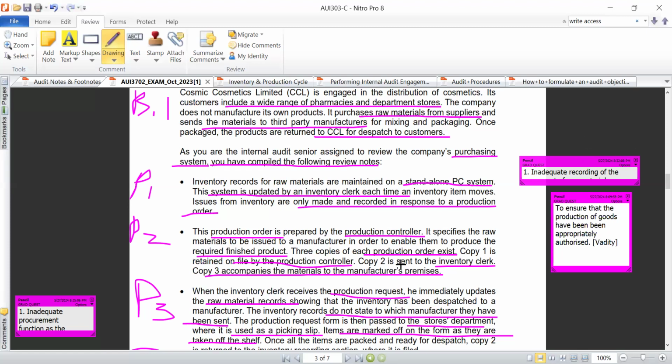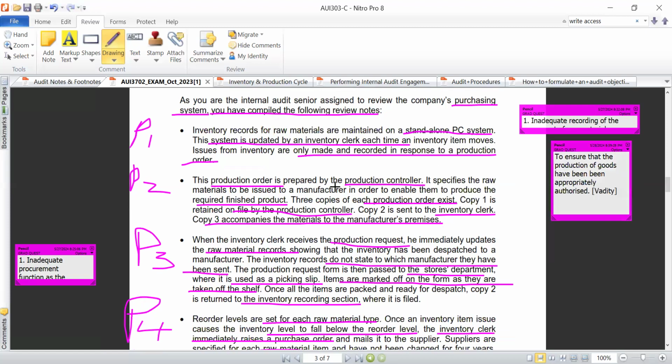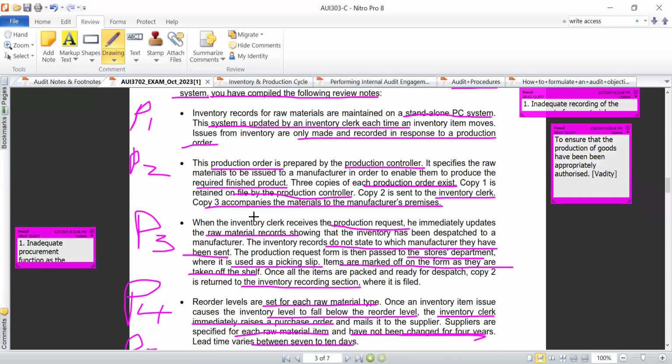If I go on to the next one, this production order is prepared by the, okay, they're still talking about the production order. It's prepared by the production controller. It specifies the raw materials to be issued to the manufacturer in order to enable them to produce the required finished product. 3 copies of each production order exist. Okay, still, this has to do with the production. So I'm not going to take anything from that because I've already mentioned the production order.